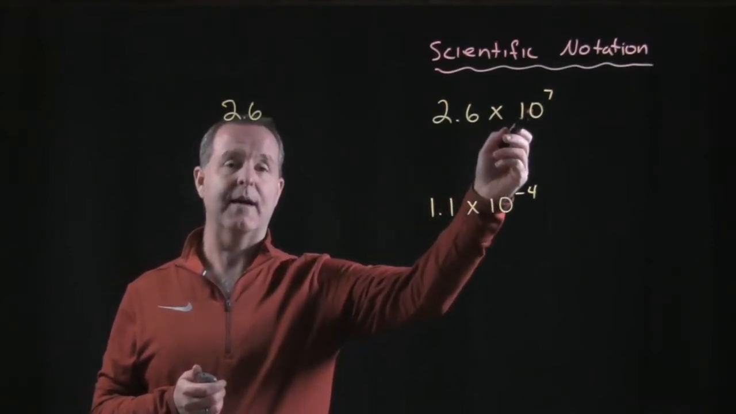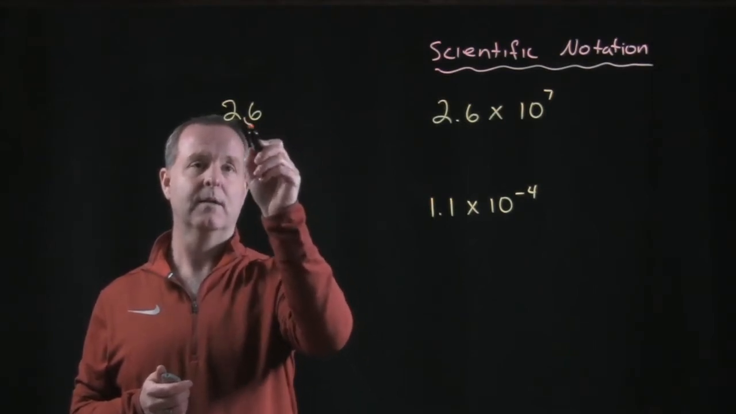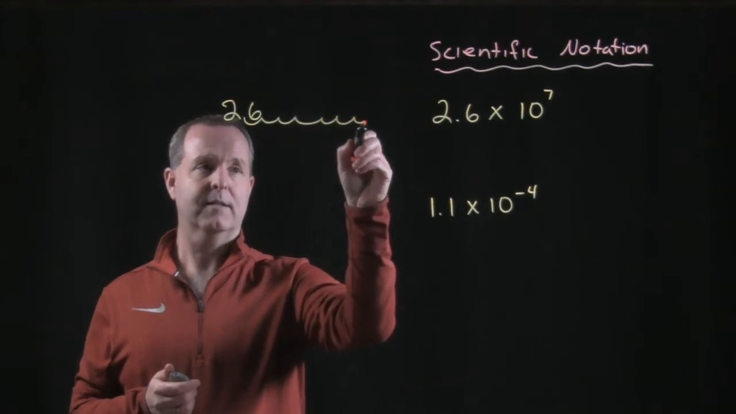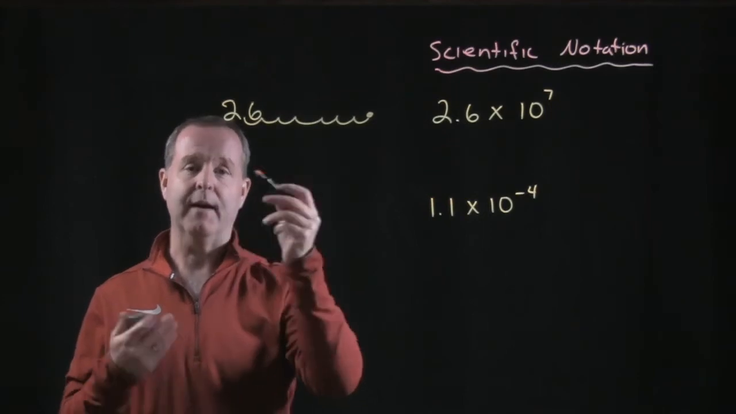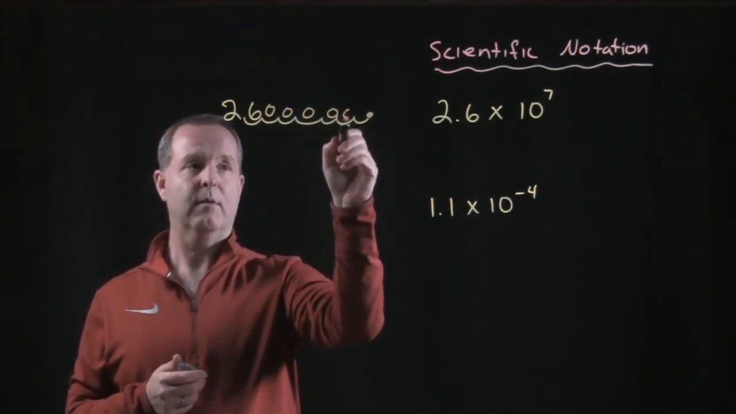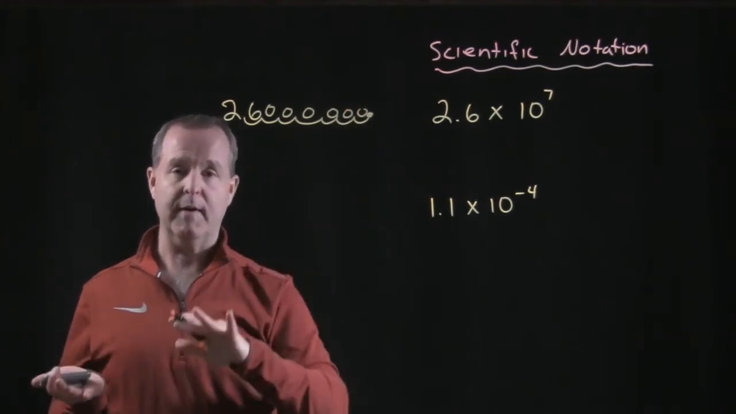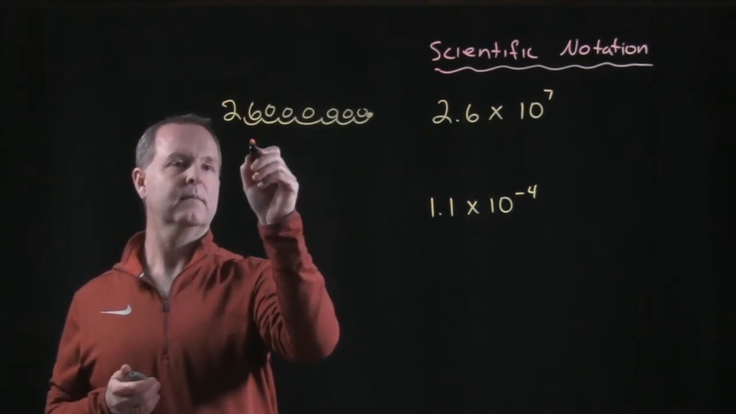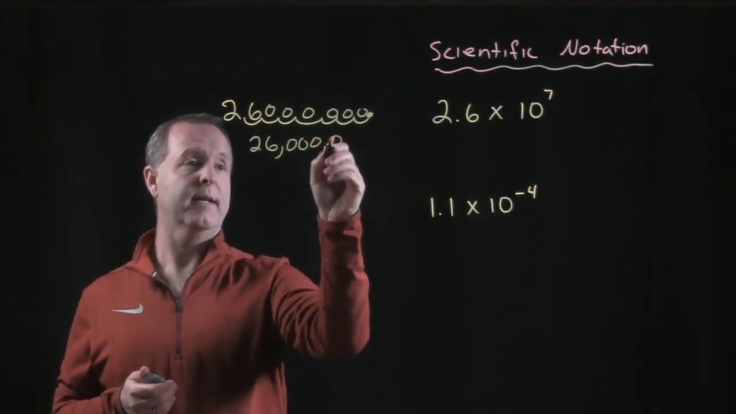So here's 10 to the 7th. We're going to take this decimal point and move it over 7 spots. 1, 2, 3, 4, 5, 6, 7. There's a new decimal point, and in each little trough right there, I'll put a 0 because it was being moved 1 decimal point over. So what is that new number? Well, if we put in our standard commas, it'll be 26 million.